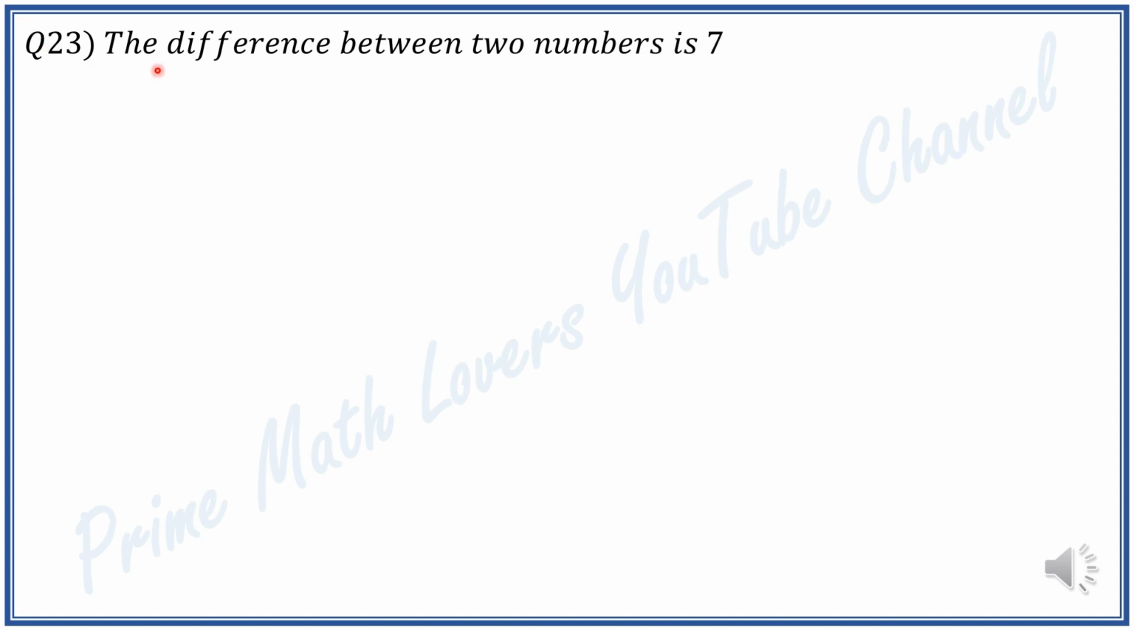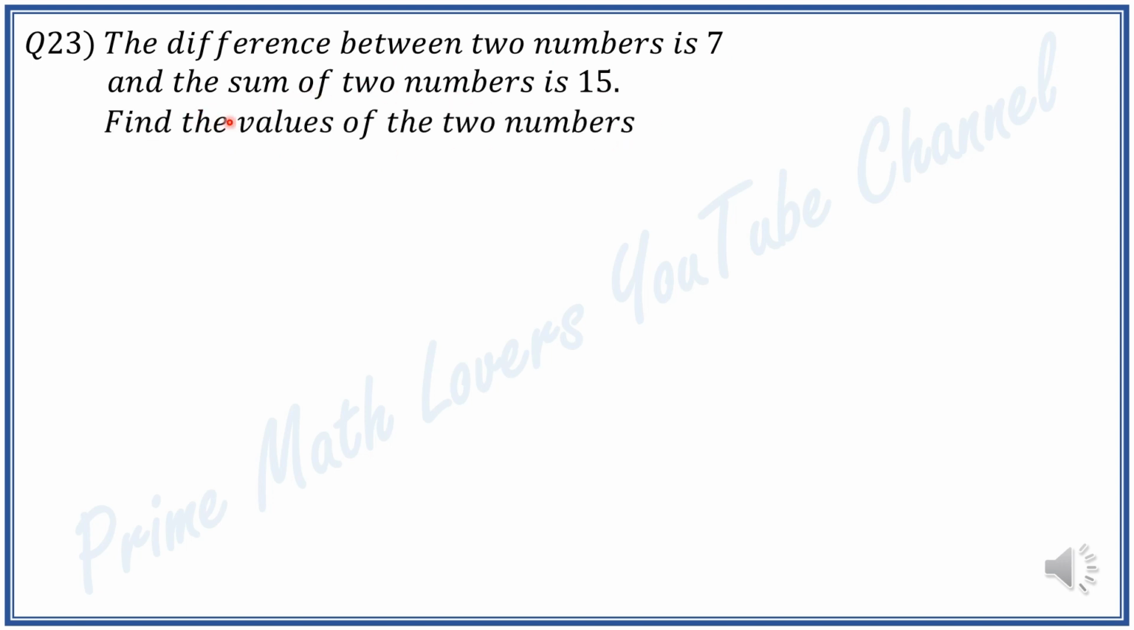Question 23. The difference between two numbers is 7 and the sum of two numbers is 15. Find the values of the two numbers. Let x and y be the two numbers. Given the difference between the two numbers is 7, so x minus y is equal to 7, and the sum of two numbers is 15, so x plus y is equal to 15.